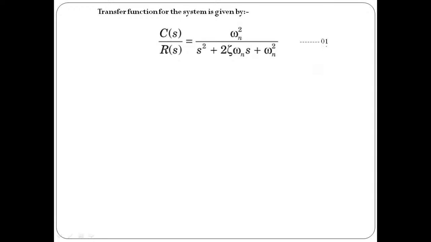So equation number 1 indicates the overall transfer function of second order control system. Now if you see this denominator polynomial function, here the highest power of s is nothing but 2. See, here we have 2. That's why it is second order control system. I hope this point is clear to everyone.